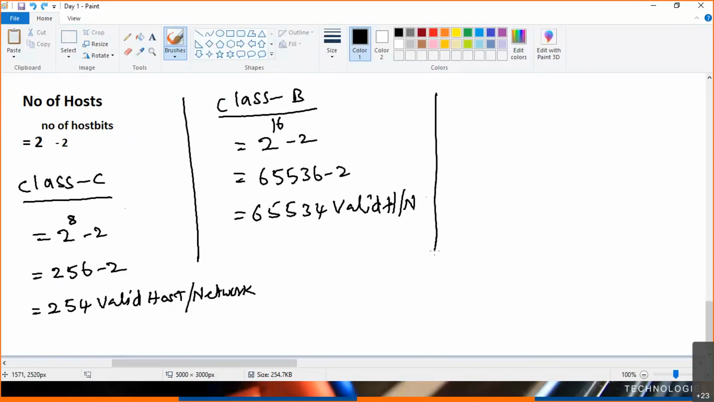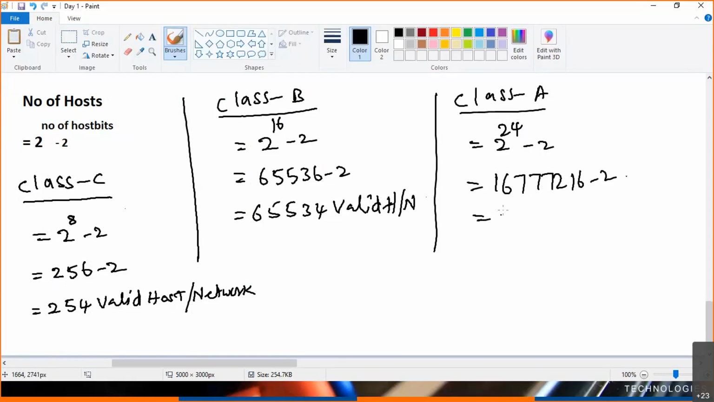Now Class A. For Class A, it is 2 power 24, that is, 2 power the number of host bits in Class A, minus 2. So what is 2 power 24? It is about 16 million, exactly 16,777,216 minus 2, which is 16,777,214 valid hosts per network.